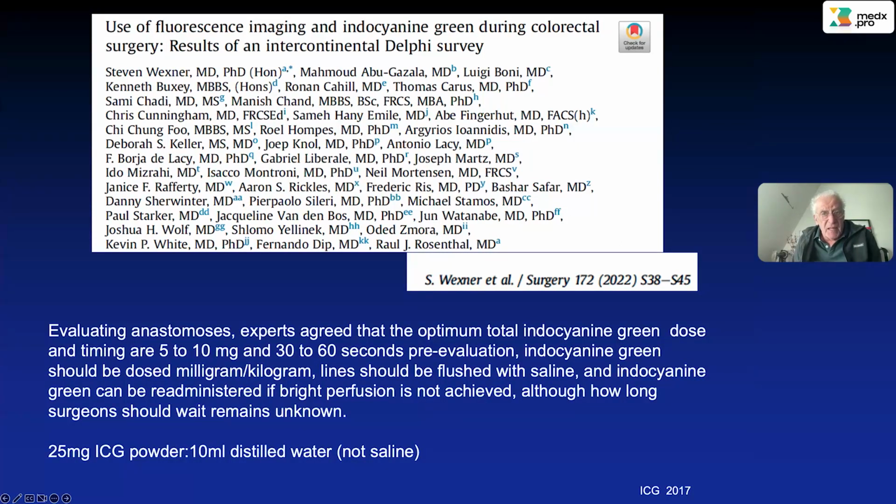Now, the lines should be flushed with saline, but the ICG powder, which comes in a vial of 25 milligrams, should be diluted half and half. When it's half and half, you dilute the 25 milligrams with 10 milliliters of distilled water, not saline. Very important that you don't use saline to dilute the ICG.